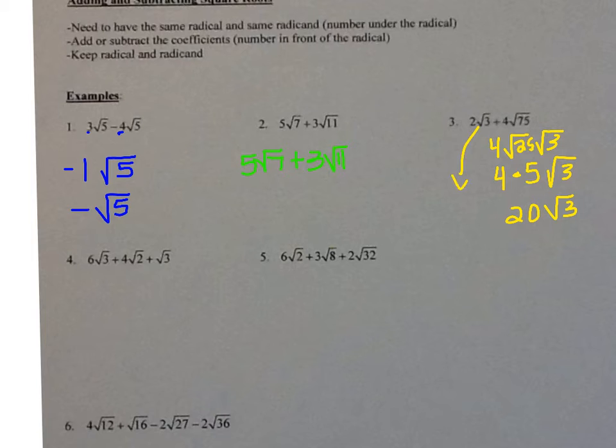And now I'm going to bring 2, the square root of 3, plus, because there was a plus there. So now we have the same radicand. They're both the square root of 3. So we have 22, add the coefficients, the square root of 3. All right, let's take a look at number 4.